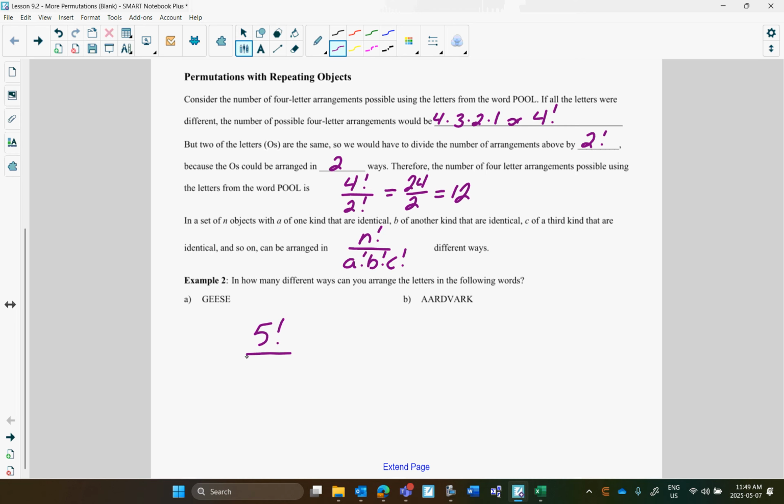3 factorial. Perfect. Because there's 3 E's. 3 E's can be arranged 3 times 2 times 1 ways, 6 ways, which I have to divide away. So 5 factorial is, what, 120 divided by 6? 20? Or just 5 times 4.